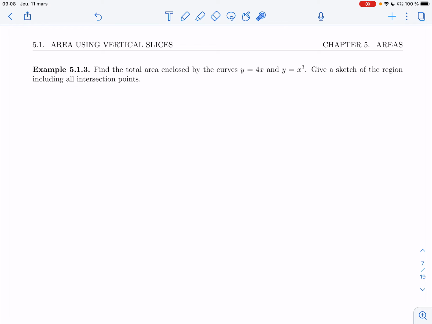Both curves are given as y equals a function of x, so that part of the method doesn't require any work. So the second step was to find intersection points.